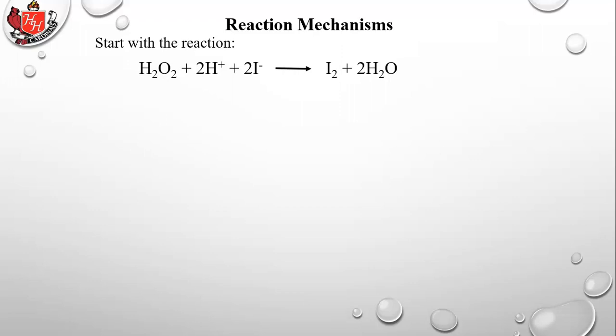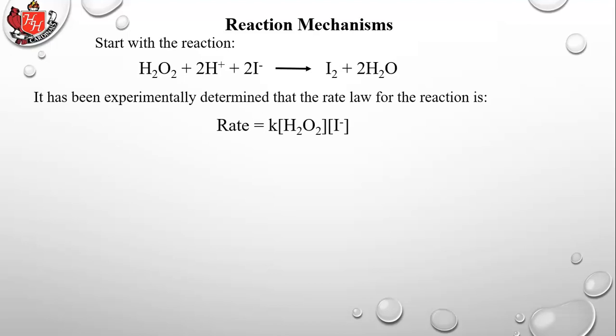So let's start with this reaction. H2O2 plus 2H+ (hydronium ion) plus 2 iodide ions will produce I2, an iodine molecule, and 2H2O. It has been experimentally determined that the rate law for this reaction is rate equals rate constant times concentration of H2O2 times concentration of I minus. Again, you can only determine that experimentally the way we did in the first lesson of this unit.